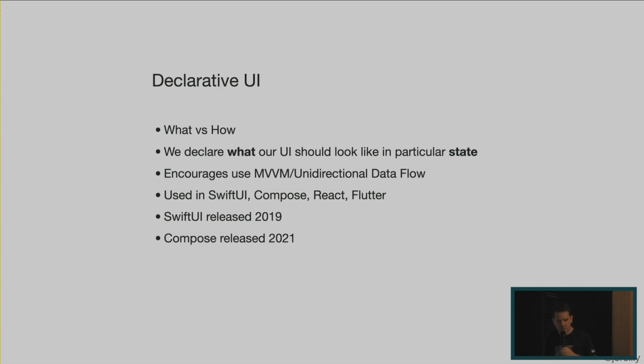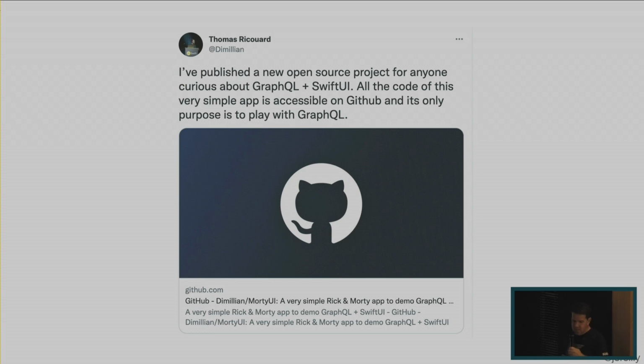Another interesting implication of this approach is that it at least encourages use of MVVM on both platforms, and typically, as mentioned, a unidirectional data flow variation of it. As well as SwiftUI and Compose, it's also the approach used in the likes of React and Flutter. And as we mentioned earlier, SwiftUI was released in 2019 and Compose in 2021.